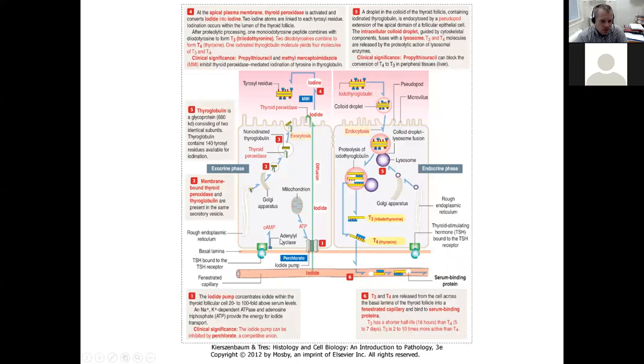This is the cycle. I have already made a sketch at the beginning, if you remember, a simplified version, but in physiology you will discuss the more complicated steps. Most of these steps are stimulated by the TSH. So the T3 and T4 are released after that complicated cycle into the bloodstream.